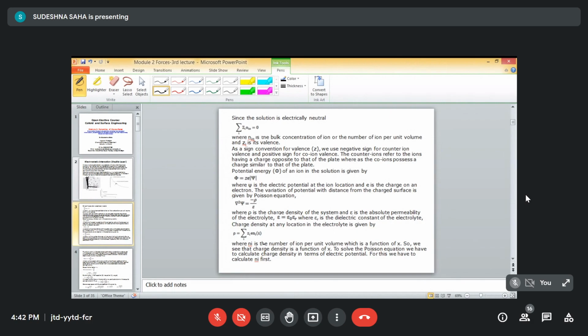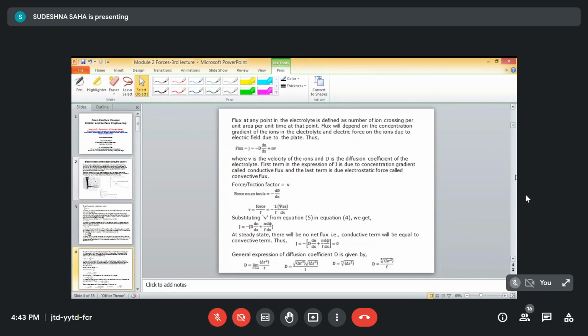So we see the charge density is a function of x, and in order to solve this Poisson equation, we have to calculate the charge density in terms of electrical potential. For this, we have to calculate the Ni first, because the charge density incorporates the term Ni(x), which we need to find out first, and then we can go for the other part of the calculations.